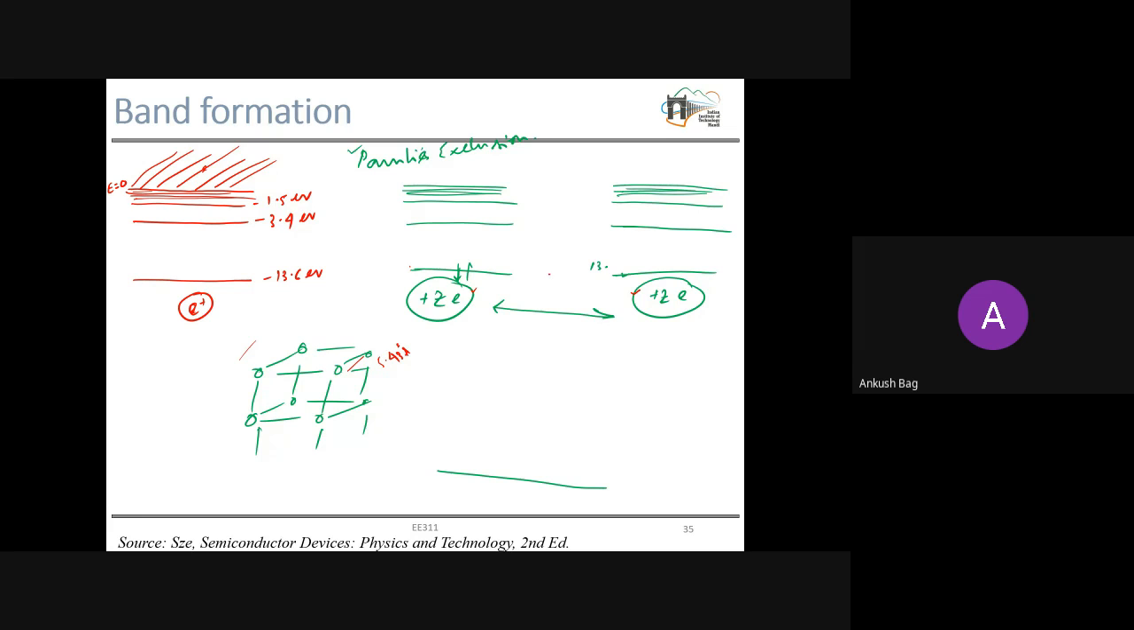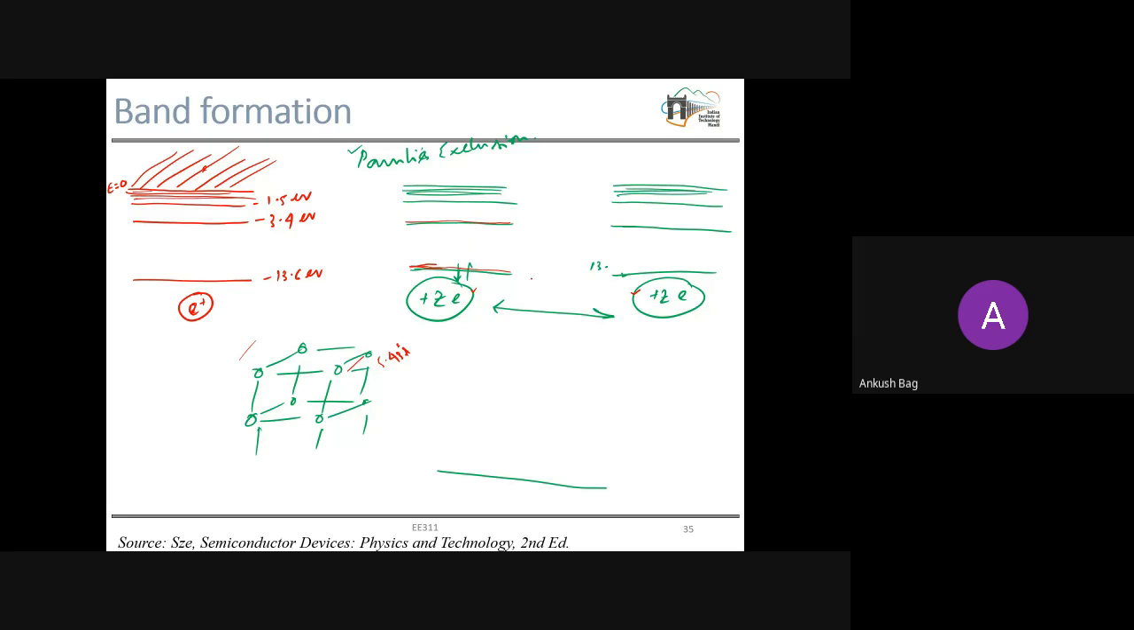So when we have this kind of atomic arrangement in a three-dimensional crystal, another energy level will come here. It will not be exactly 13.6, which we calculated theoretically in the case of a single atom, because we need to follow Pauli's exclusion principle. So then there will be another energy level here.